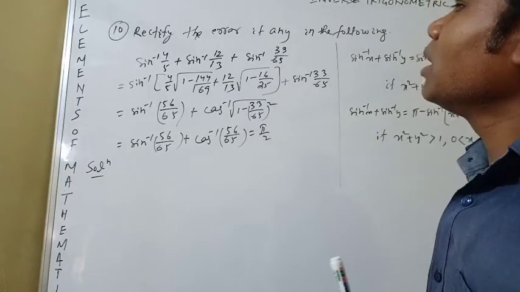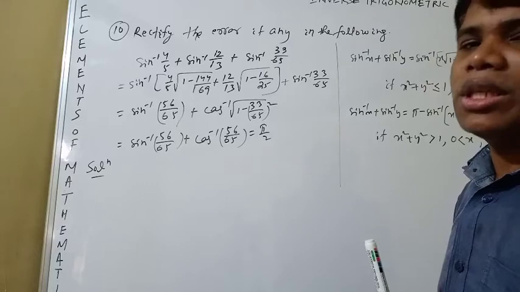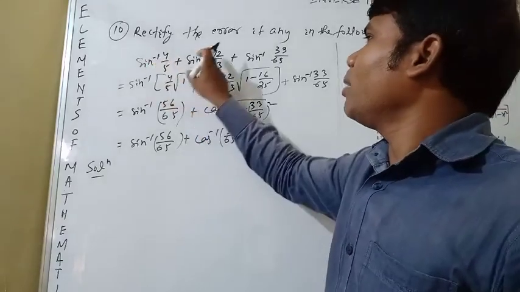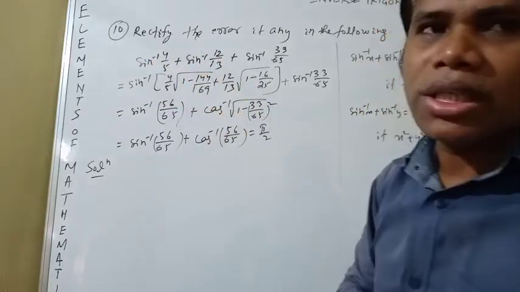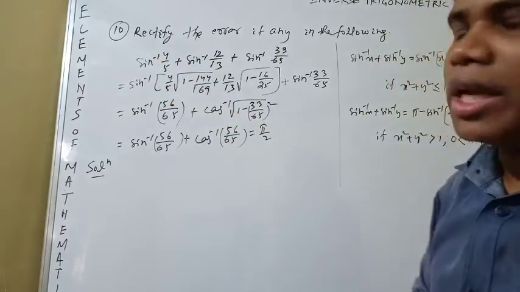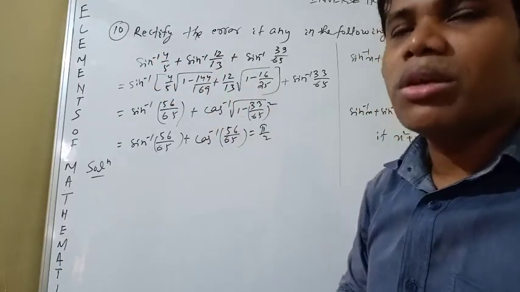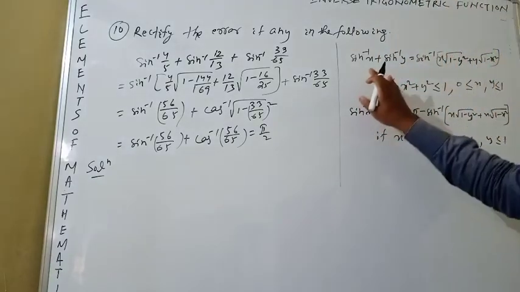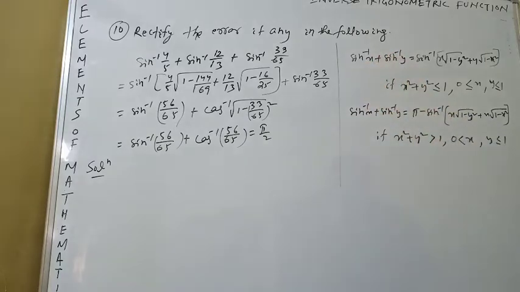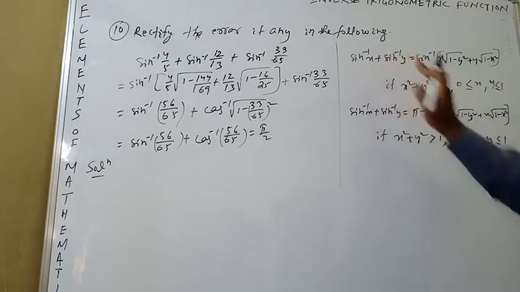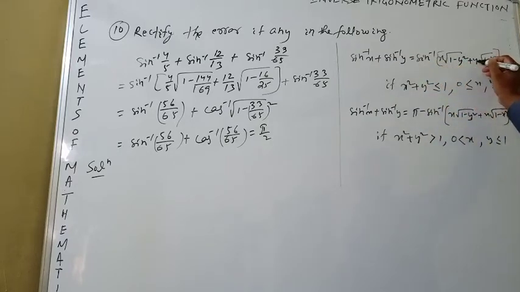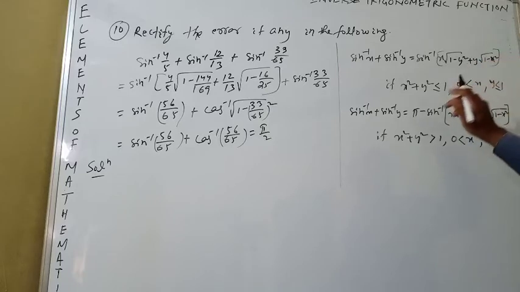The question says to rectify the error. If some error is there, then we have to rectify it. You see, in this case 4 by 5 is x and 12 by 13 is y. In the book 4 by 5 is considered as x and 12 by 13 as y. A formula is given in your book: sin inverse x plus sin inverse y is equal to sin inverse of x root over 1 minus y square plus y root over 1 minus x square.